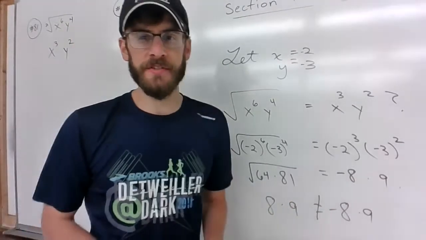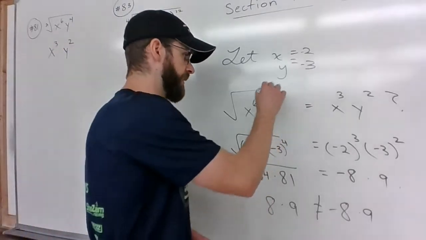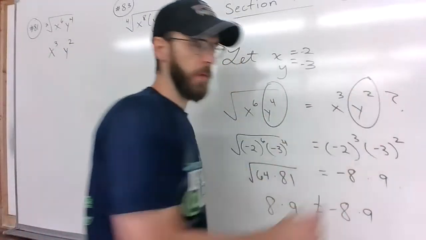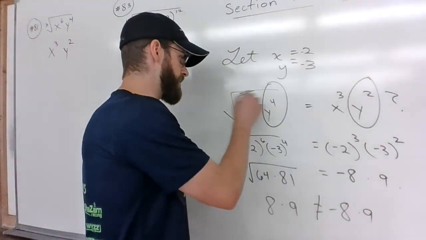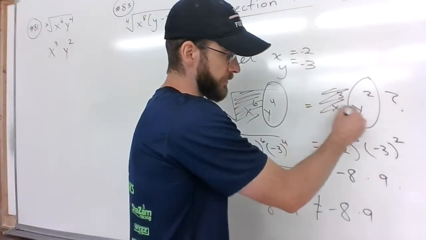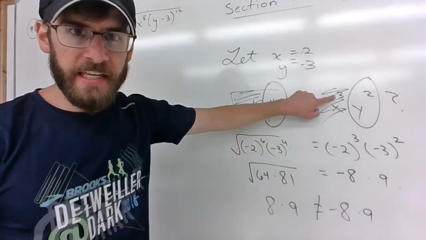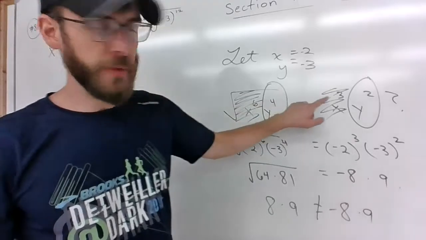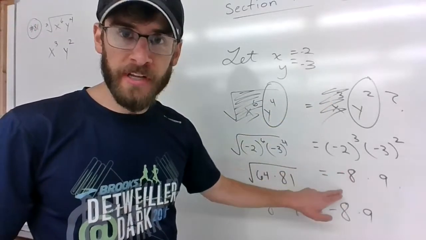All right, so here's the deal. Nothing was wrong with the square root of y to the 4th becoming y squared. There was something wrong with x to the 6th becoming x cubed. It's this idea that if you go from an even power, or an even root, to an odd power, technically this situation could be lurking in the shadows.